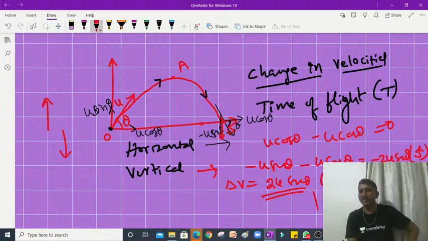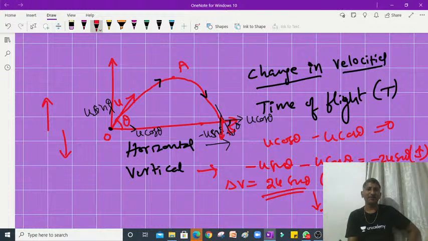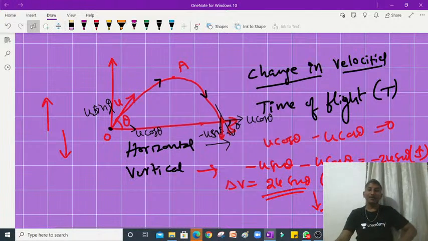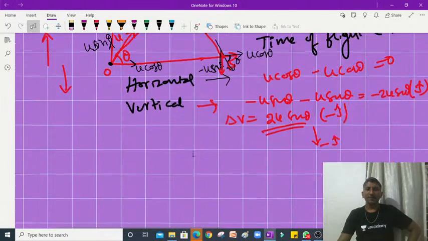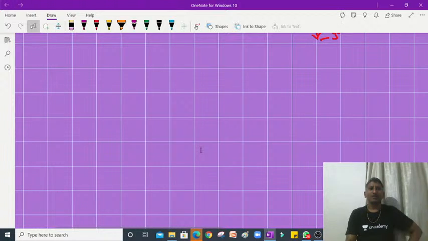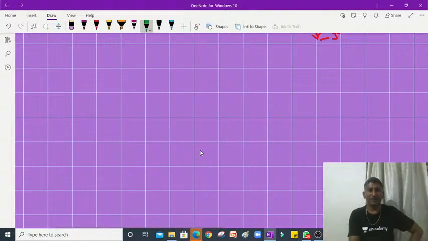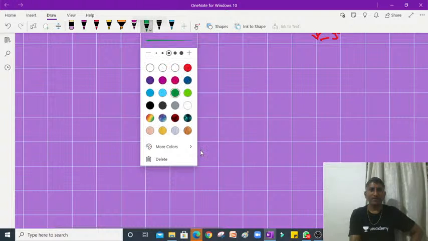In which direction is it acting? About minus j direction, which means it is acting vertically downwards, right? Likewise, here we can calculate the change in velocity for the total time of flight. And now suppose between these 2 points, the maximum height point and the initial point. Okay, let us discuss this.